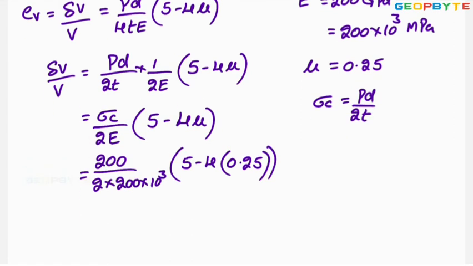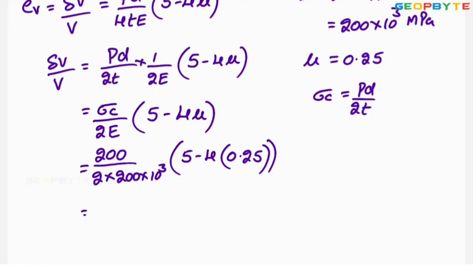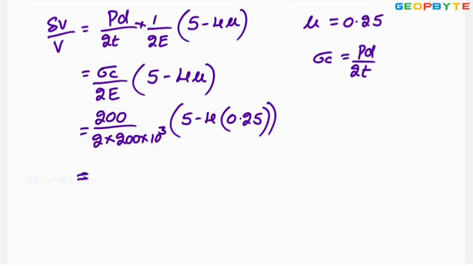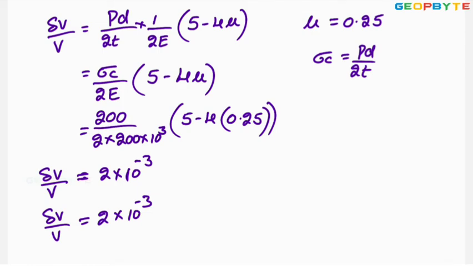It is equal to 2 into 10 power minus 3, delta V by V. Since he is asking the percentage change in volume, 2 into 10 power minus 3 into 100 gives 0.2 percentage. So the percentage change in volume is 0.2.